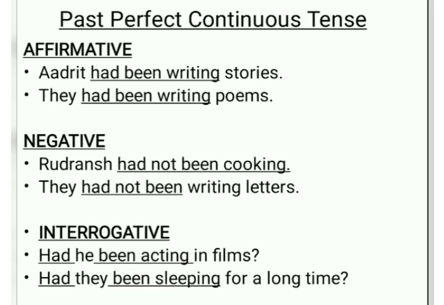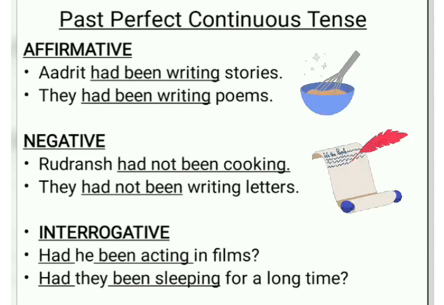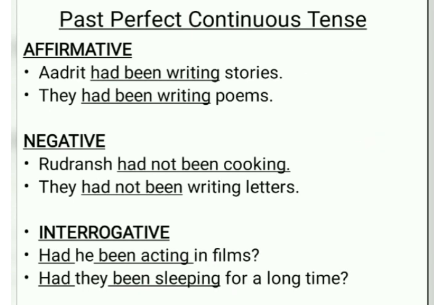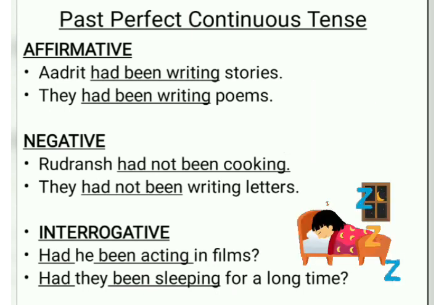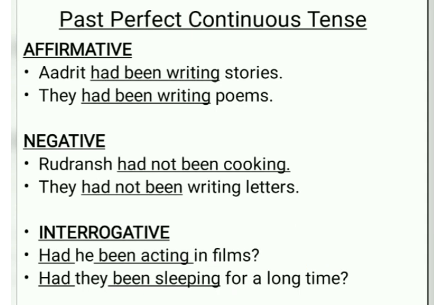For example, Rudransh had not been cooking. They had not been writing letters. Interrogative sentences. Had he been acting in films? Had they been sleeping for a long time? So we have to remember that in past perfect continuous tense, we are going to use had plus been plus the verb plus ing.